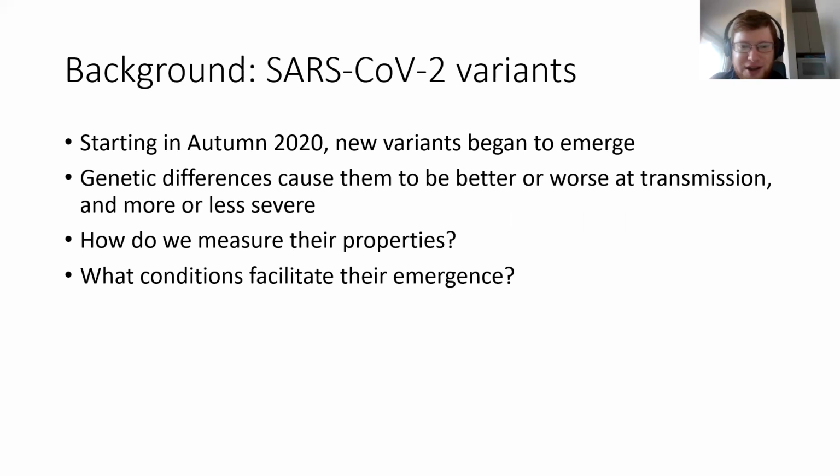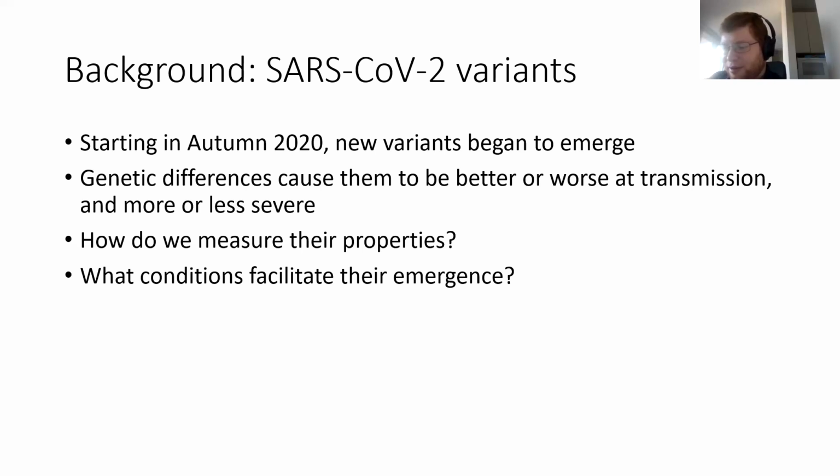Starting in autumn 2020, new variants of SARS-CoV-2 started emerging. First there was alpha, right? Beta, gamma. Well, beta and gamma kind of came and went, but then alpha and delta were the two big ones. And after that, of course, Omicron is the really big one. Because each one of these variants carries genetic mutations compared to the wild type, that's what makes it a variant.